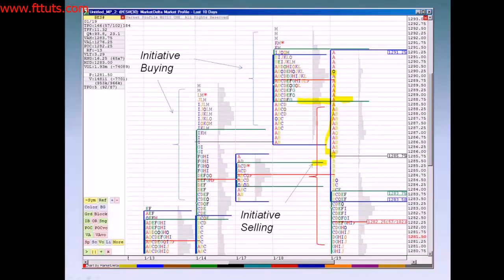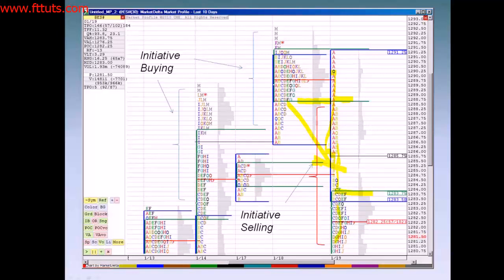And sure enough, watch what they do. They take prices even lower and lower. C period goes lower, D period even lower yet, E, F, G, and prices continue to drop quite a bit, and the value area for the whole day is significantly lower than the prior day.